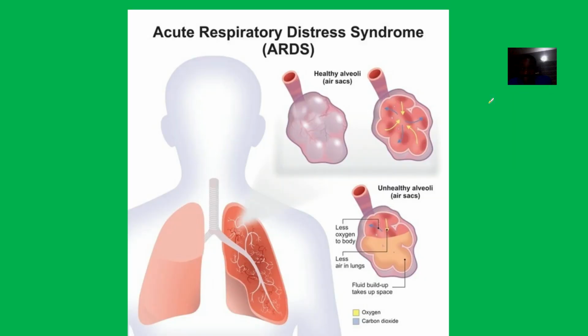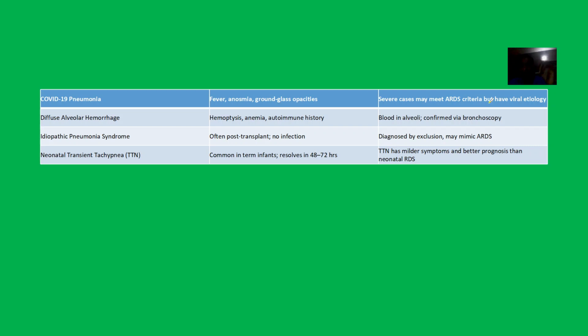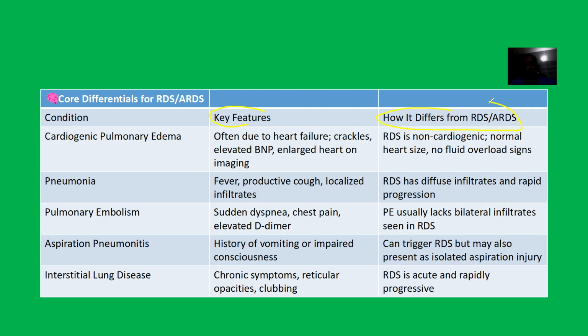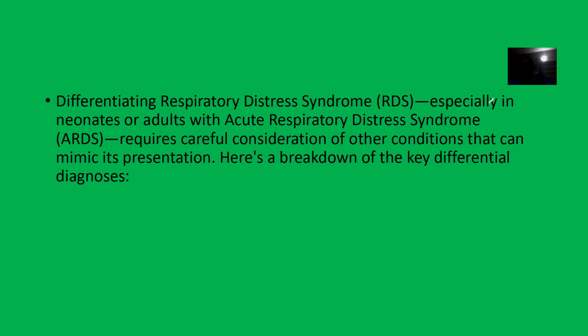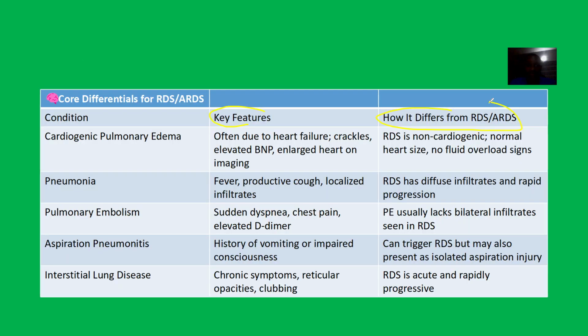or neonatal transient tachypnea. So please do me a favor, pause, look at the key features, and look at how each actually differs from respiratory distress syndrome. Also here, the key features, how it actually differs from respiratory distress syndrome. So that's it for the differential diagnosis, meaning that if it is not respiratory distress syndrome, it could possibly be these other disease conditions.